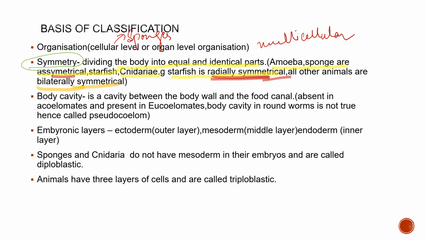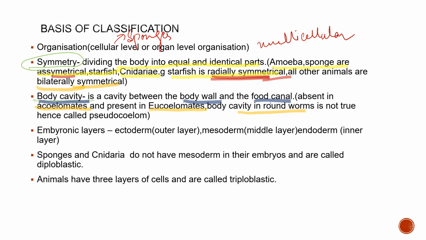So next comes the third one, that is it depends on the body cavity. So what does this body cavity mean? It is a cavity between the body wall and the food canal. This body cavity is absent in the acoelomates and present in the eucoelomates.